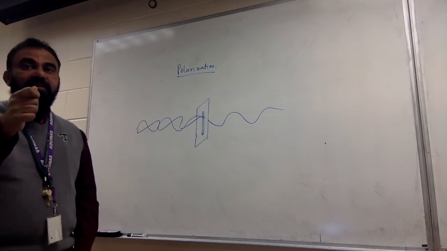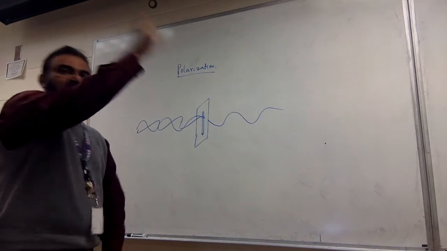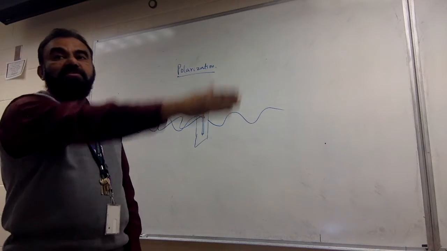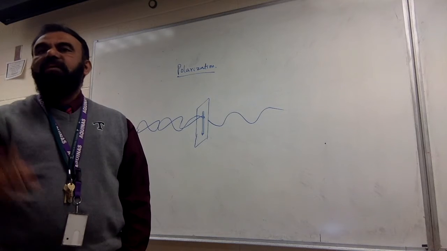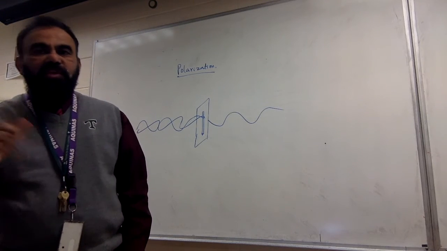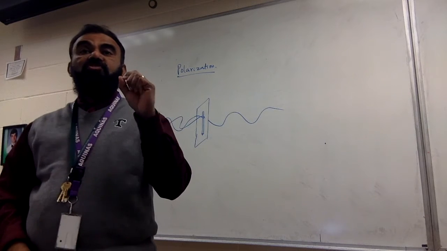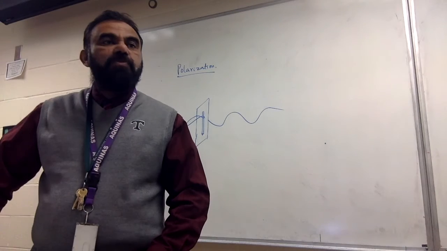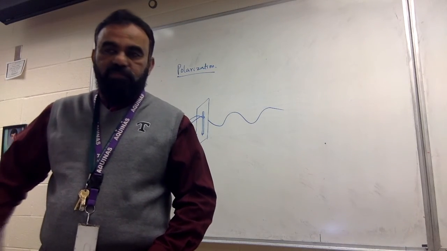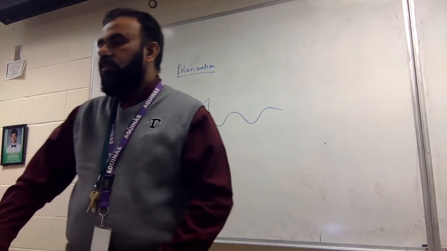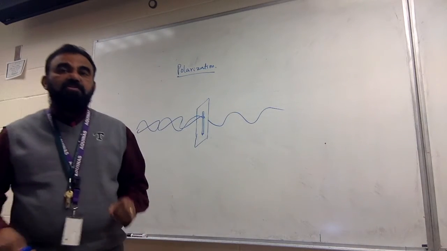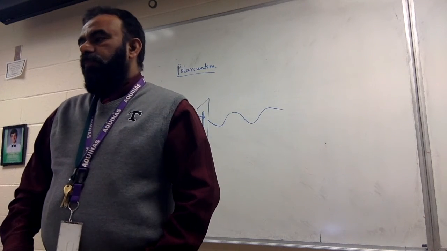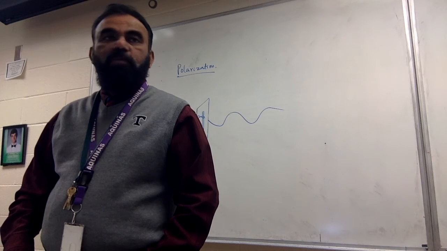Now, what will happen if I take the rope in my hands and go crazy in all directions? Only the vertical ones will pass through. All the rest will be blocked. That's called polarization. So write down: polarization is the restriction of transverse waves to a single plane. That's called polarization.